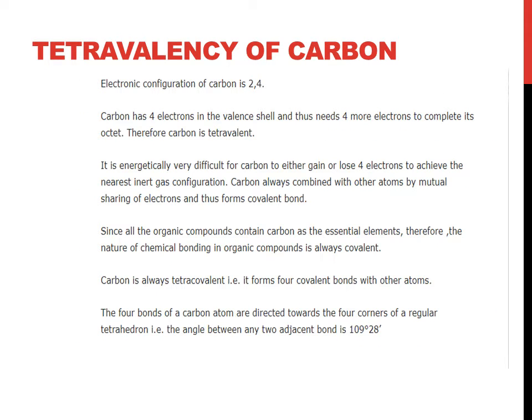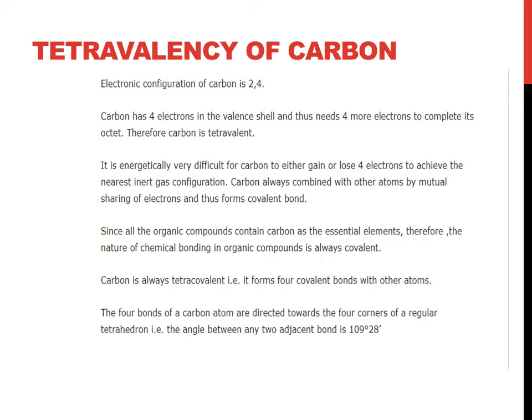Tetravalency of carbon. The electronic configuration of carbon is 2, 4 because the atomic number of carbon is 6. Carbon has 4 electrons in the valence shell and thus needs 4 more electrons to complete its octet. Therefore, carbon is tetravalent. It is energetically very difficult for carbon to either gain or lose 4 electrons to achieve the nearest inert gas configuration. Carbon always combines with other atoms by mutual sharing of electrons and thus forms covalent bonds.